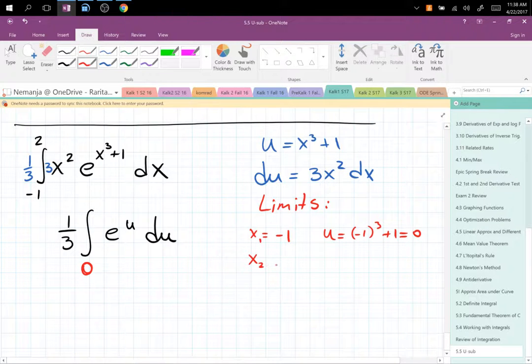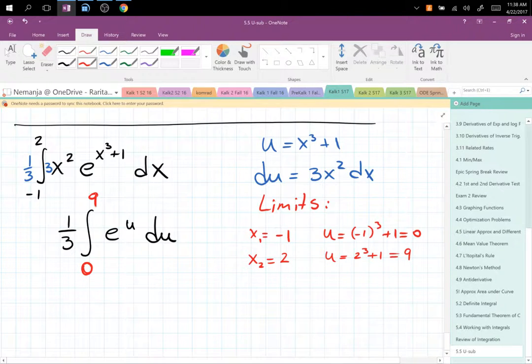Exactly. Okay. So you just now have x2, which is 2. So u is equal to 2 cubed plus 1, which is 9. The top limit changes into 9. So please understand this right away, that -1 and 2 are x limits for the x function. 0 and 9 are u limits for the u function. Transformation is as simple as just plugging those x's into the u substitution and dealing with that quickly.